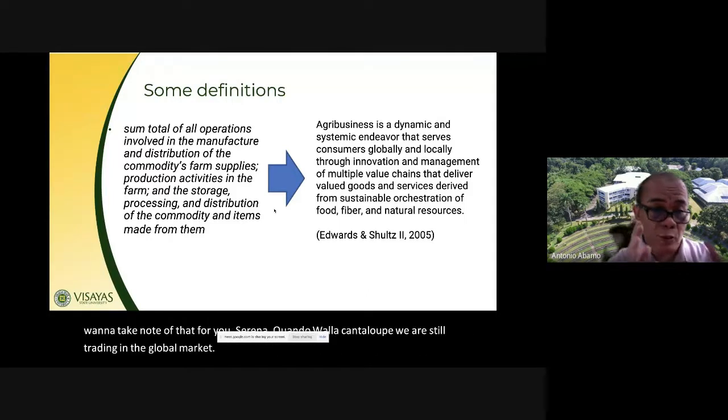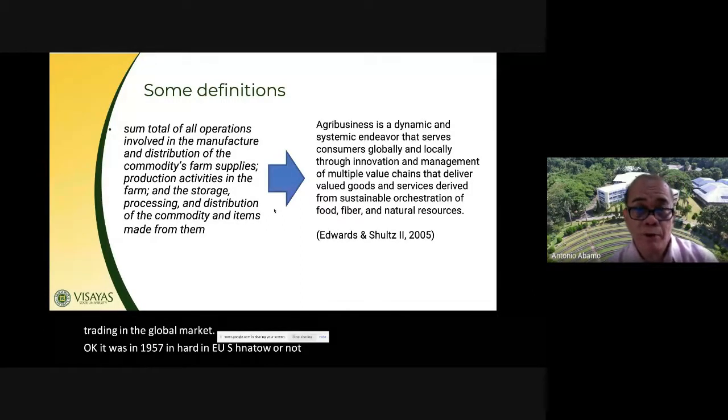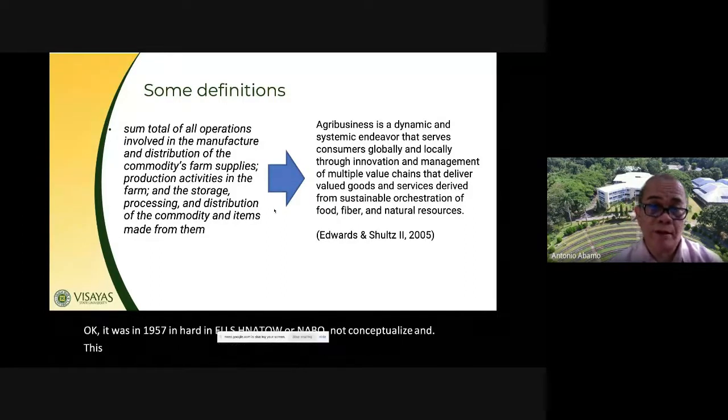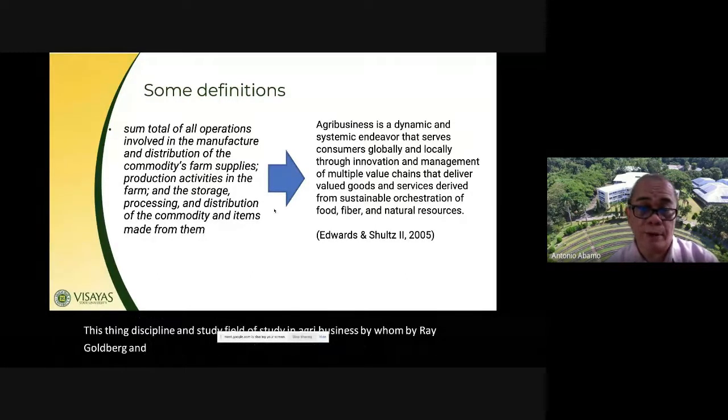Okay? It was in 1957 in the U.S. na hitnatao, no, or na buo, na conceptualize ang distinct discipline and study, field of study in agribusiness. By whom? By Ray, Goldberg, and Davis. No? Davis and Goldberg. No? So, that was it. 1957.